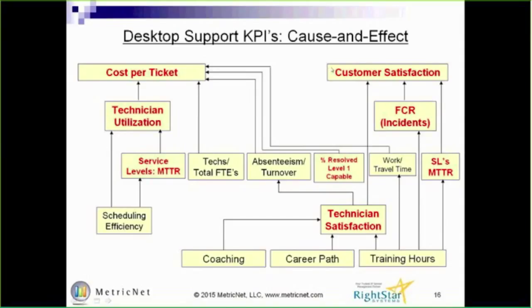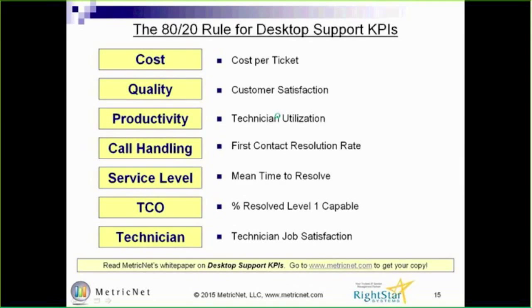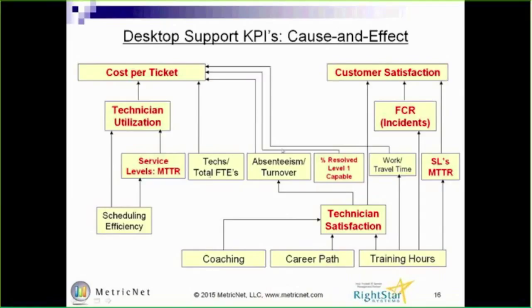We've got our foundation metrics at the top, cost per ticket, customer satisfaction. The metrics in red are the ones on our short list from the prior page. And we can look at our build here. Technician utilization is a big driver of cost. First contact resolution rate and service levels are the key drivers of customer satisfaction. Technician satisfaction drives both absenteeism and turnover, as well as customer satisfaction. And percent resolved level 1 capable, remember that was our TCO metric. This is how they are interconnected. This is how they are interrelated.